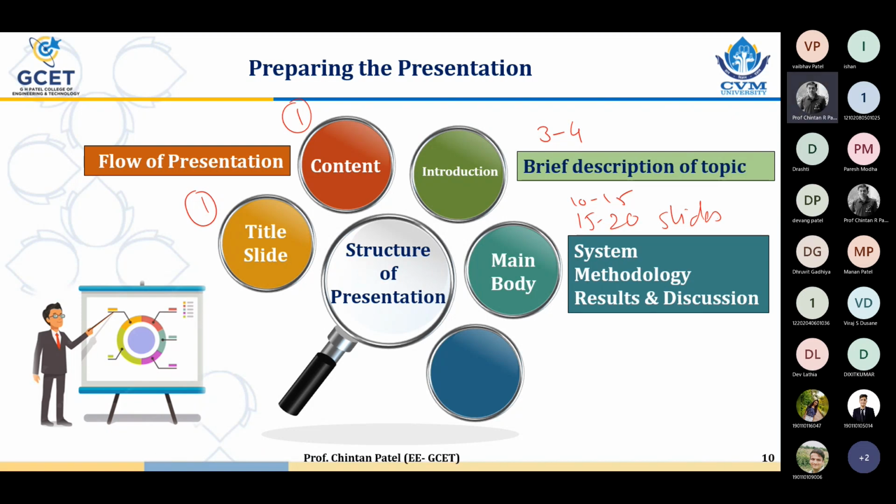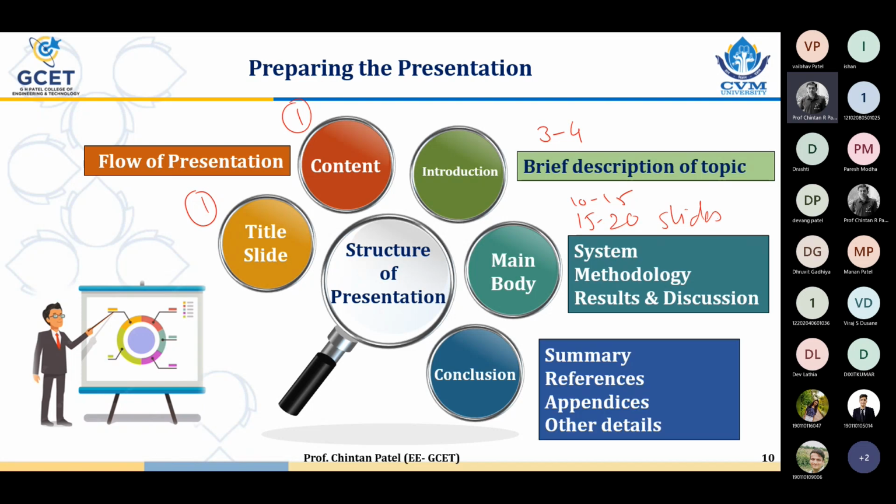And the last part of your presentation must include the conclusive part, that is conclusion. Conclusion should include summary, references, that means which literature you have referred, which book, which website you have referred. Then appendix. Appendix must consist of some important or vital data which you have not included in your main body or introduction, and other important details like acknowledgement. So this is the main structure of the presentation: title slide, content, introduction, main body, and conclusion.